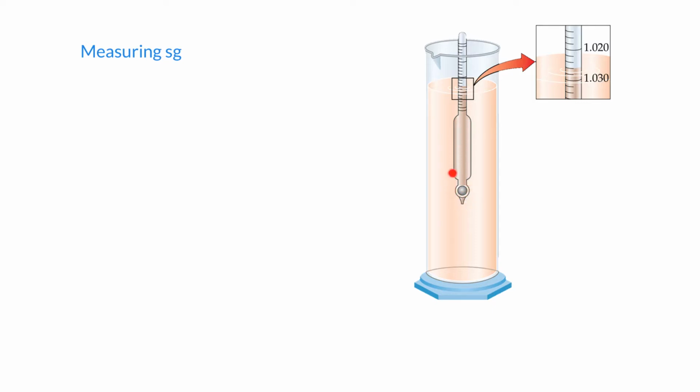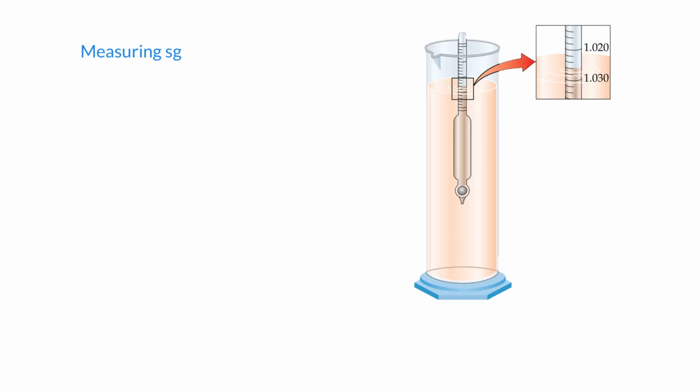It normally has a big bulb in the bottom that has a lead weight in it, or something with a lot of density. When we place it in a liquid that's very dense, that has a high specific gravity, then it floats a lot more, and so it reads a higher number. And when it's in a liquid with a very low specific gravity, it sinks a lot more, and so it reads a number that is much smaller.